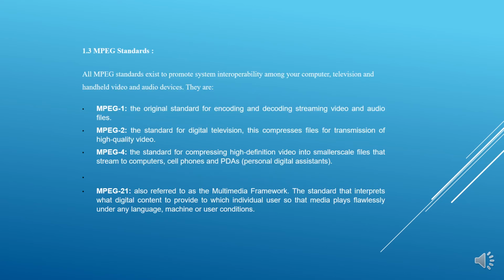All MPEG standards exist to promote system interoperability among your computers, television and handheld video and audio devices. They are MPEG-1, the original standard for encoding and decoding streaming video and audio files. MPEG-2, the standard for digital television. This compresses files for transmission of high quality video. MPEG-4, the standard for compressing high definition video into small files that stream to computers, cell phones and PDAs.